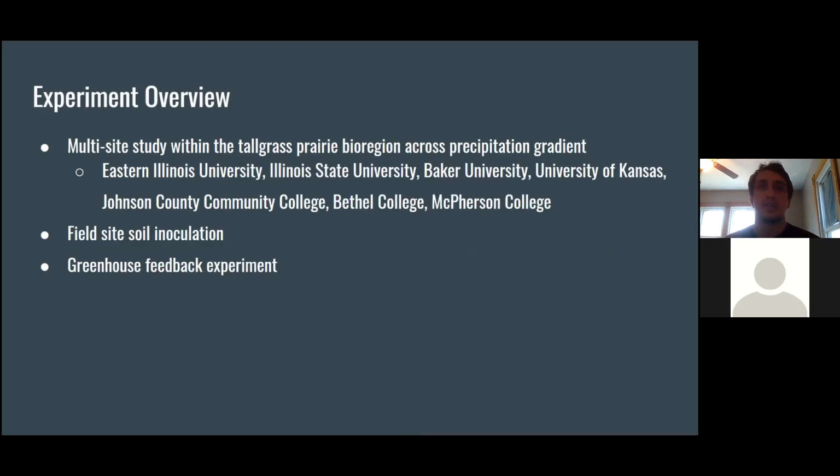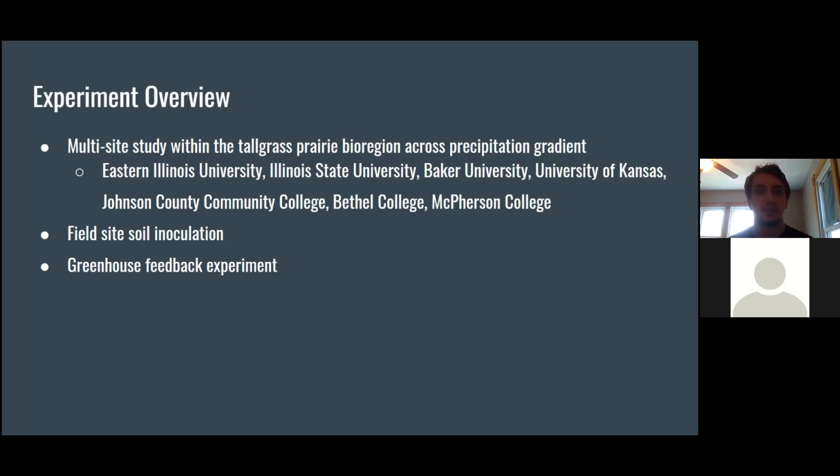This study is part of the National Science Foundation's Dimensions of Biodiversity program that is being led by the researchers at KU. This is a multi-site study that included several colleges and universities located within the tallgrass prairie bioregion, but in different precipitation zones. These sites include Eastern Illinois University, Illinois State University, Baker University, University of Kansas, Johnson County Community College, Bethel College, and McPherson College.